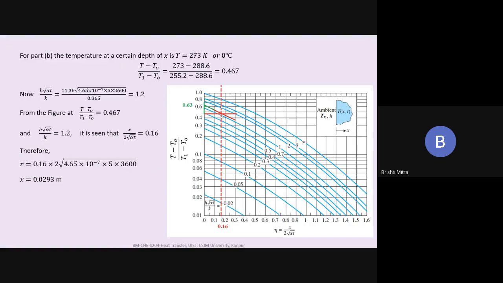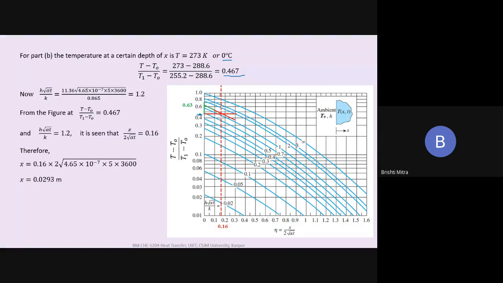So for this part 2, when the temperature has to be 0 degrees centigrade, in this case we know the temperature, we want to find out the distance. So temperature is 0 degrees, that means 273. And T naught is 288.6. T1 is 255.2 minus 288.6. So this comes out to be 0.469. So we have to find out where this value of 0.469 lies in this particular case.